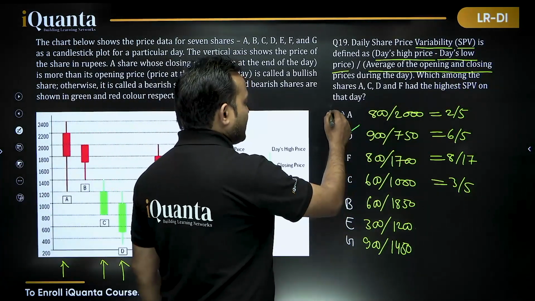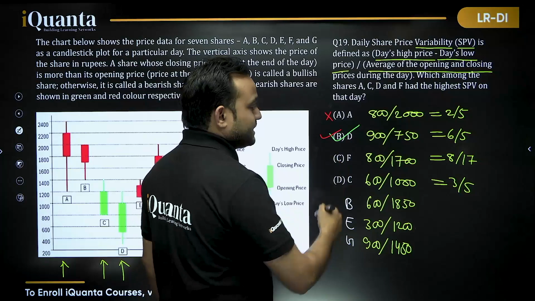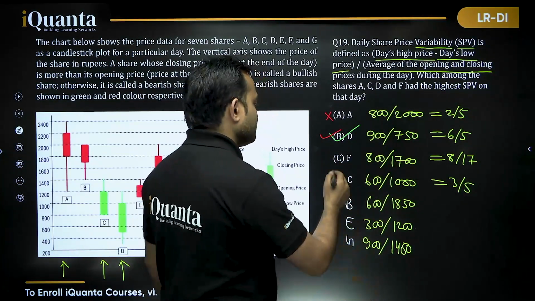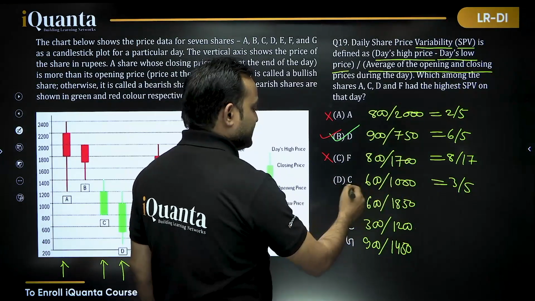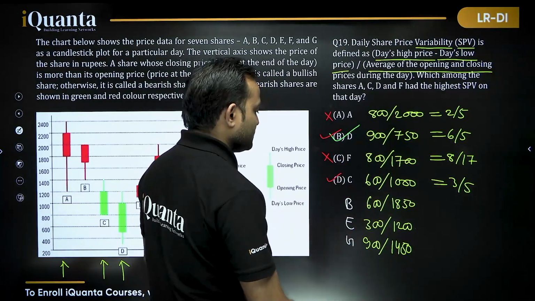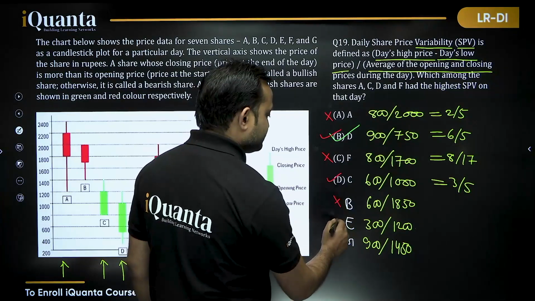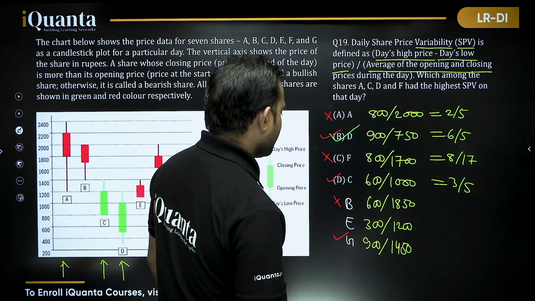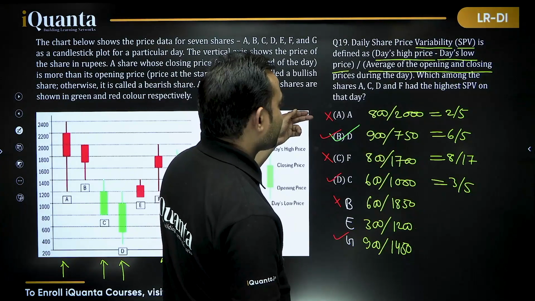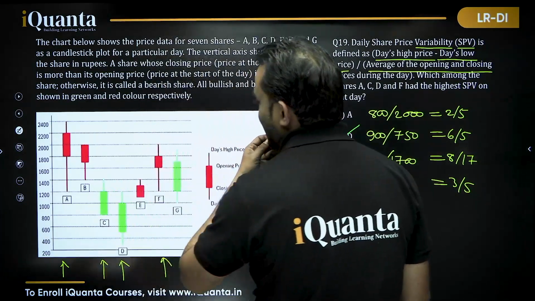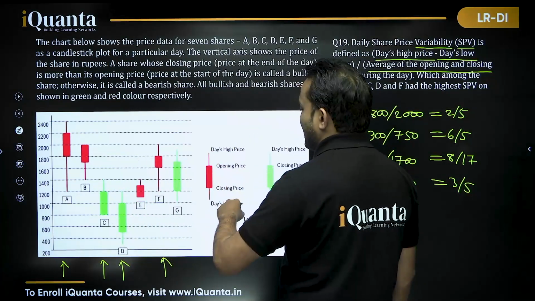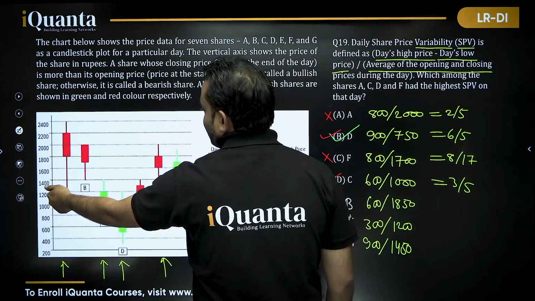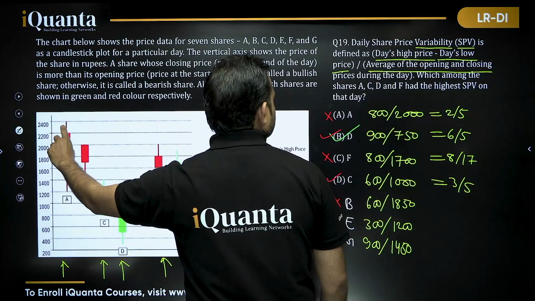So see, in this case, we can simply say which of these values is greater than 1 by 2. It's not A, surely D. F, 17 by 2 is 8.5, not F. C, 3 by 5 is greater than half, not this one. Surely this one, right? Now in case of A, let me check once again, day's high and day's low. So 2400, 1200. So 1200 is the difference.